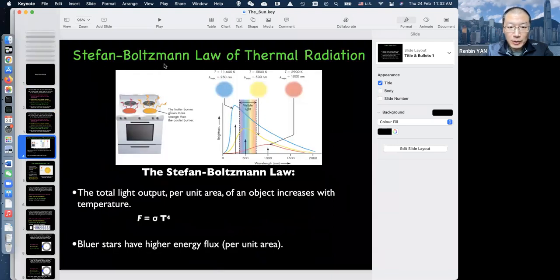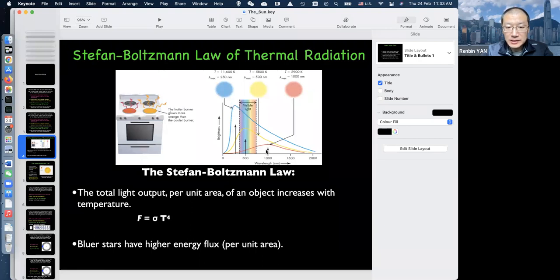It's about the Stefan-Boltzmann law of thermal radiation. What the Stefan-Boltzmann law says is that the total light output per unit area of an object increases with temperature. Previously we talked about how the peak of this black body radiation shifts towards shorter wavelengths as you go hotter. So if you have a hotter star, the radiation will peak at the bluer wavelengths, and a redder star will peak at the redder wavelengths.